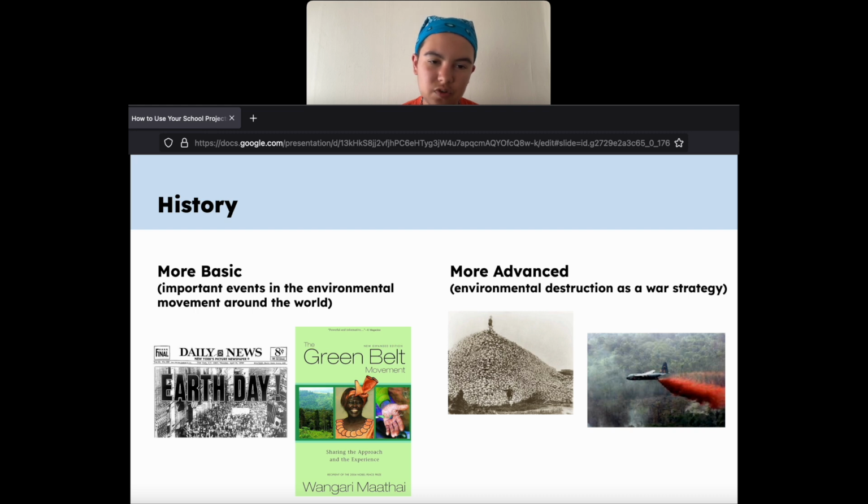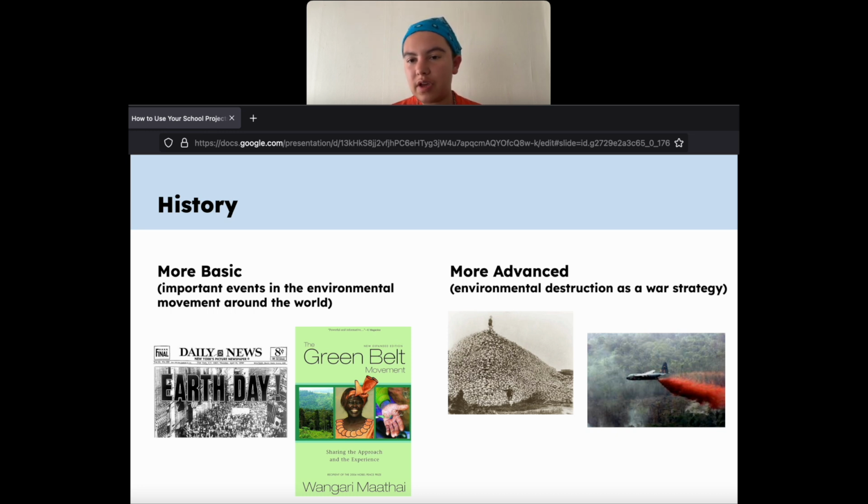We've got the first Earth Day, and then we've got this book called The Greenbelt Movement by Wangari Maathai, who is a very prominent environmental activist who did a lot of tree planting in desert areas, who really helped to combat monoculture agriculture and the destruction that it was having on her homeland.